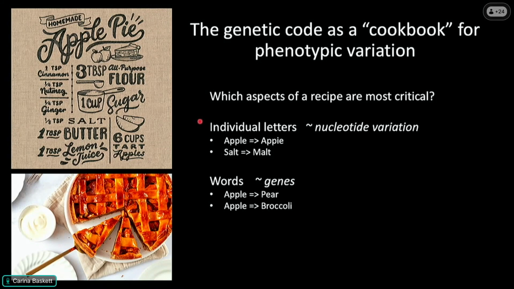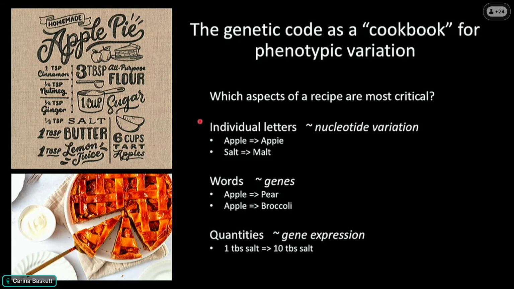So let's say at the gene level, if you replace an apple with a pear, you get a different kind of cake, but it would still be quite edible, I would say. If you replace apple with broccoli, well, then it's a different story. And then, of course, you can also look at quantities. So 1 tablespoon of salt is not exactly the same as 10 tablespoons of salt for an apple pie. So that will be looking at gene expression. So there are many different ways to look at the genetic code and try to interpret it.